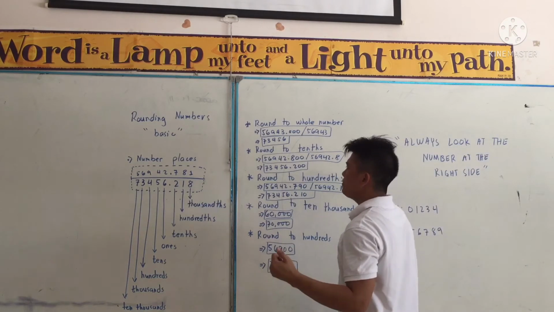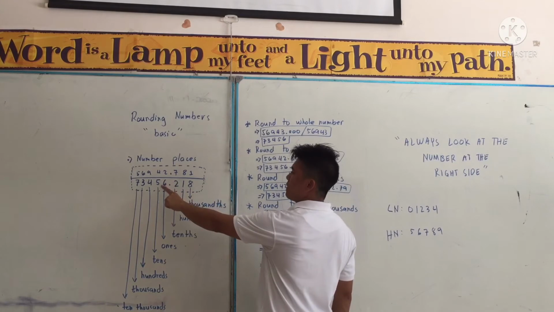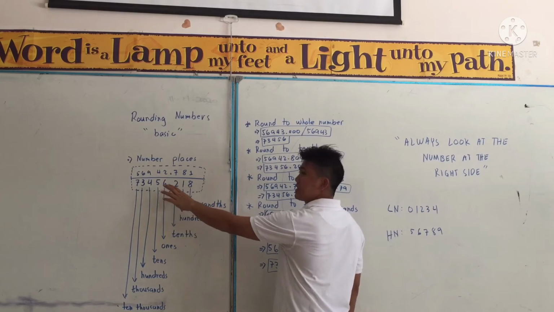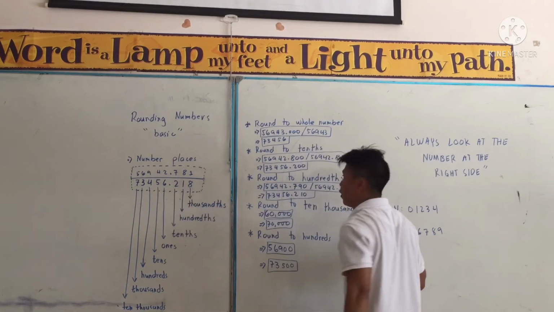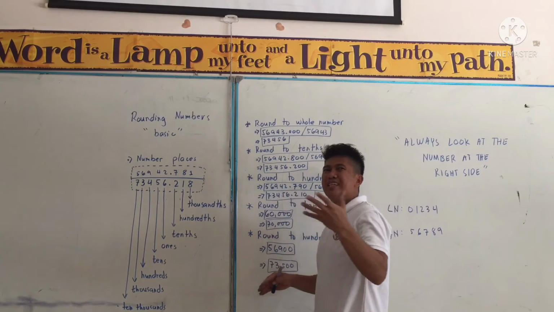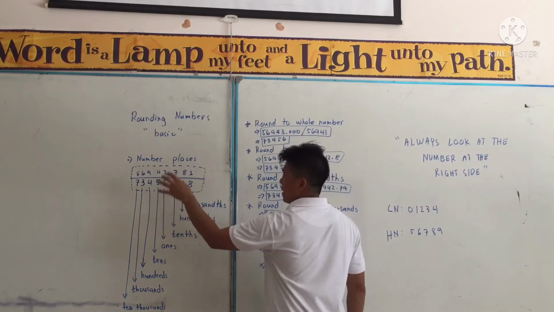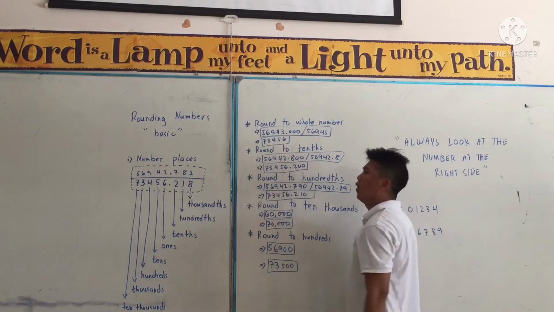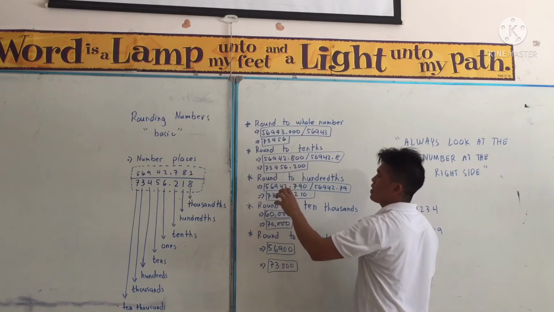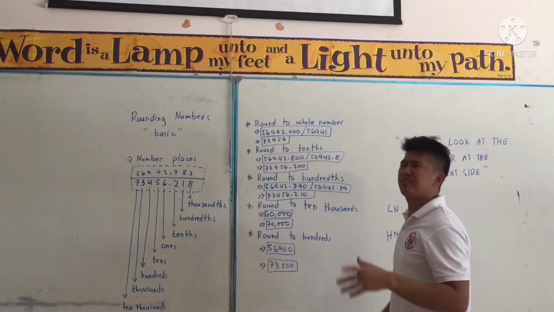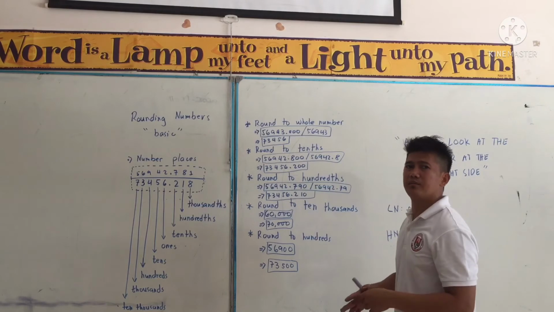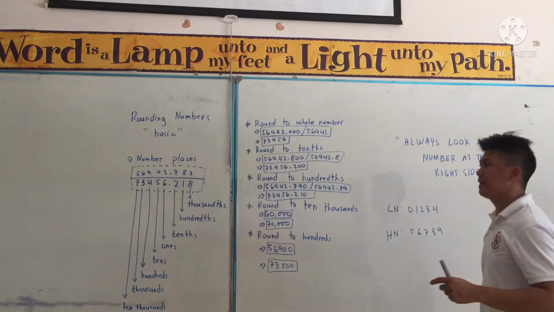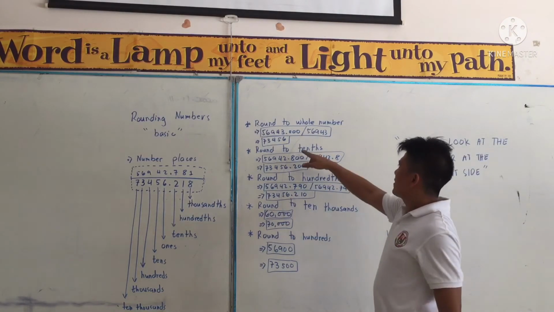For the same example, 73456.218, take notice: the number beside 6 is 2, which belongs to the lower number. So there's no need to add to 6. Just leave 6 there. That's why the answer is 73456 only, or you can also write 73456.000, but it doesn't matter if you write it or not. So always look at the right side of that number.